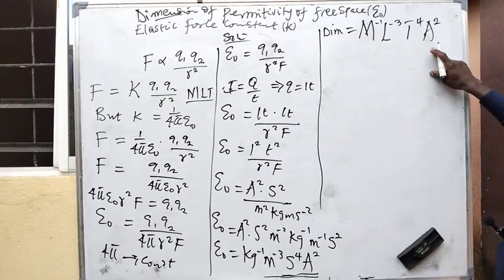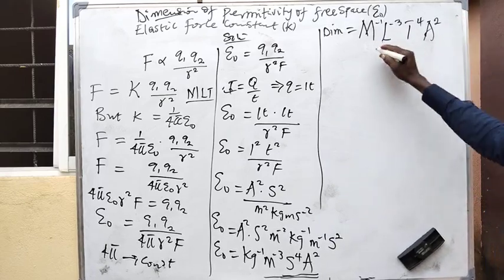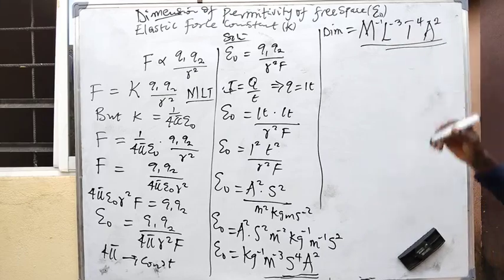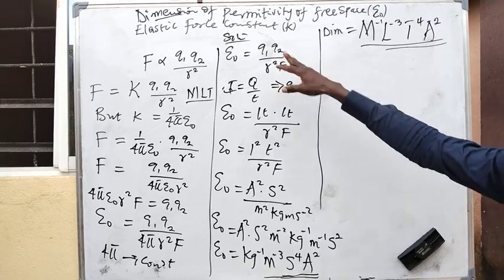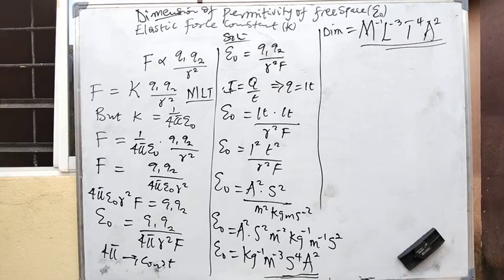Some people will use I raised to power 2. It's still the same thing, because there's no other way you can break it down. That's just what it is. So this becomes the dimension of permittivity of free space. I hope it is very clear.